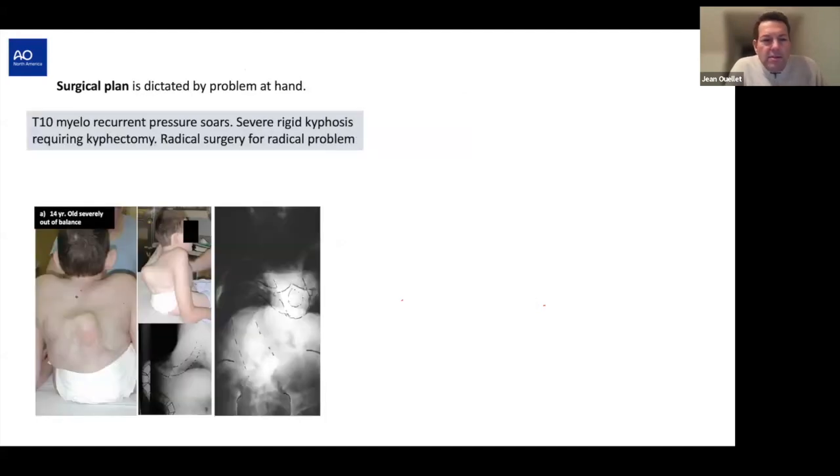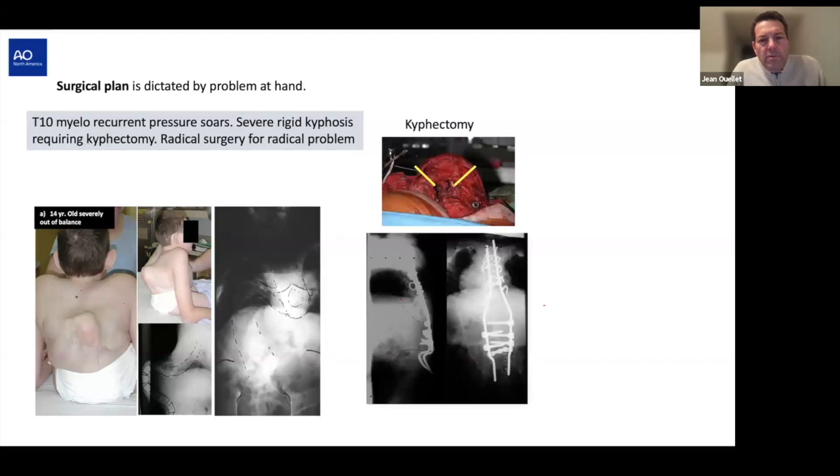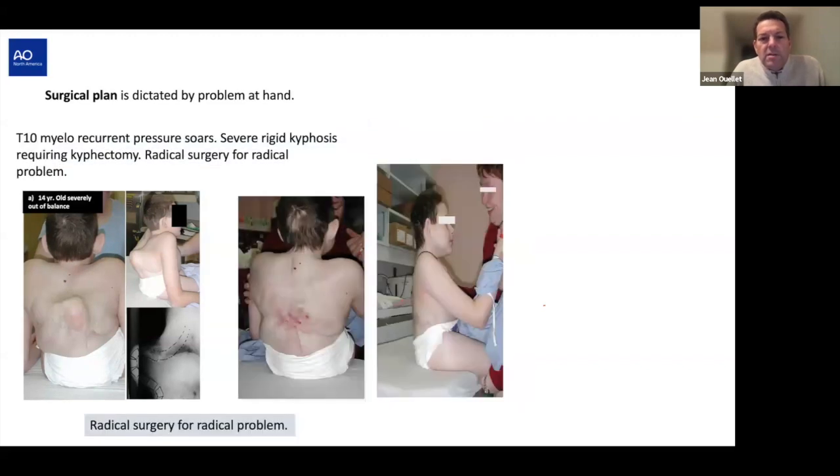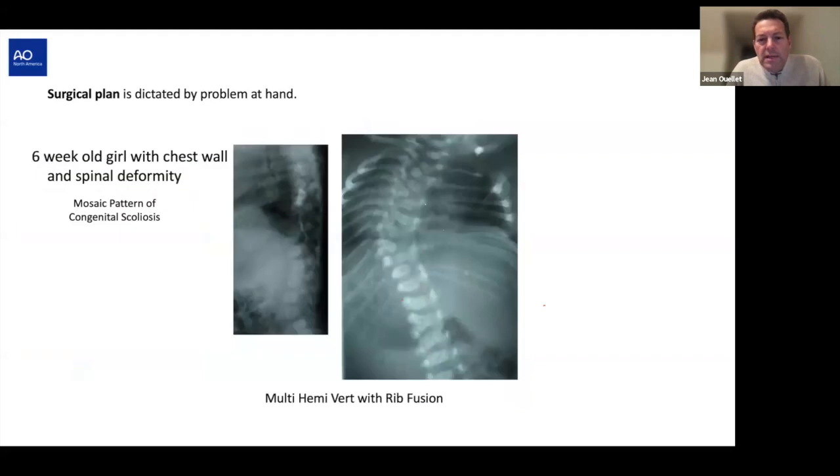A very different type of child. This boy has myelomeningocele, has a severe gibbous, and can no longer sit in his chair. His parents have cut out the back of his wheelchair just to try to get him to sit. So radical deformity often requires radical surgery. Here, one undertakes a kyphectomy in order to resect the gibbous, allowing the patient to have some tissue to close over it, and being able to balance the spine.